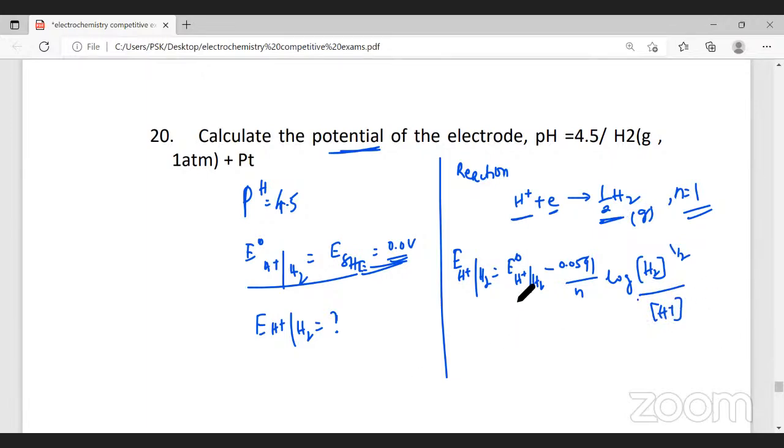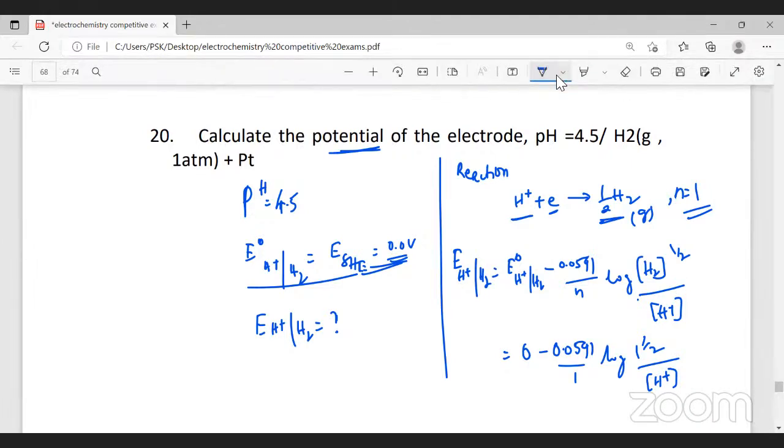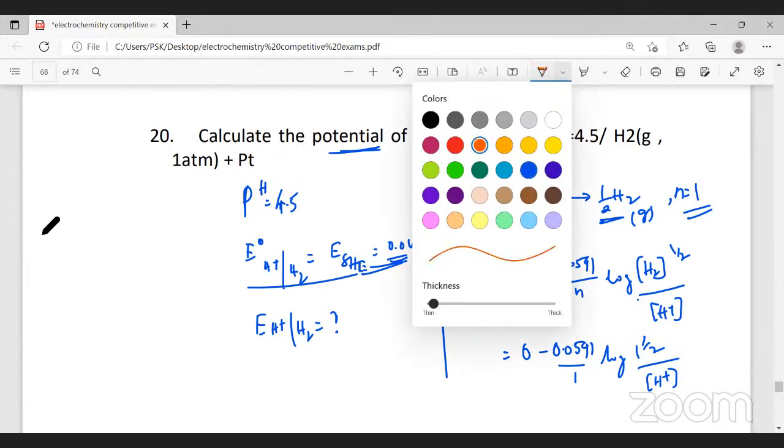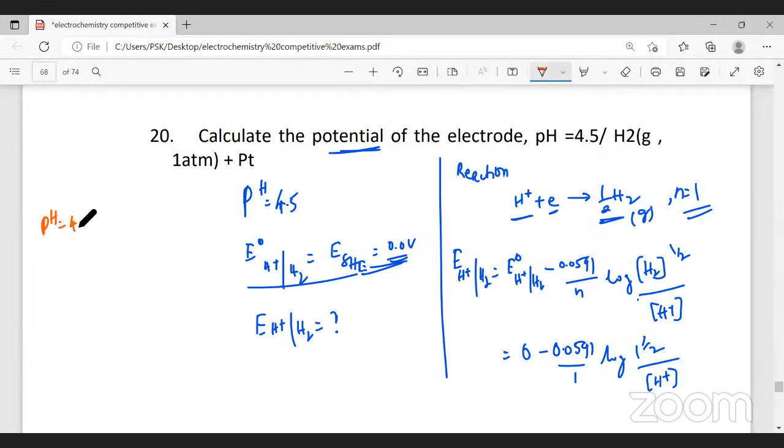Now on simplification, we can write this is 0 and this will be minus 0.0591 because n is 1. n is 1, log of 1/2, because the concentration of hydrogen is 1/2, divided by what's the concentration of hydrogen ion? The concentration of hydrogen ion we don't know. In order to find the concentration of hydrogen ion, what they've given is pH is 4.5.